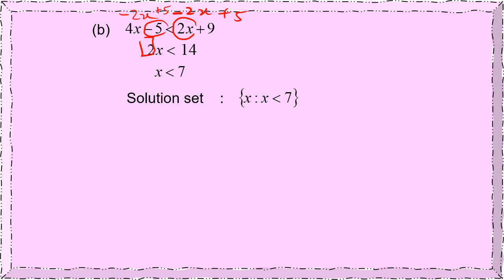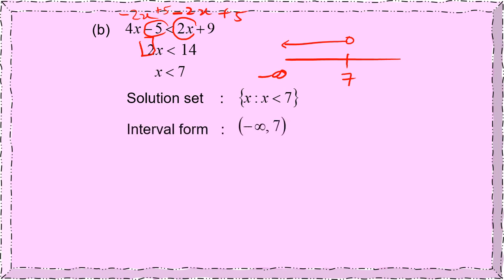And in the form of interval, this is our number line, 7, less than 7. So an empty dot, less than, so it will be from the left side. Our answer should be from negative infinity up to 7 with an open bracket. Okay, easy, right?